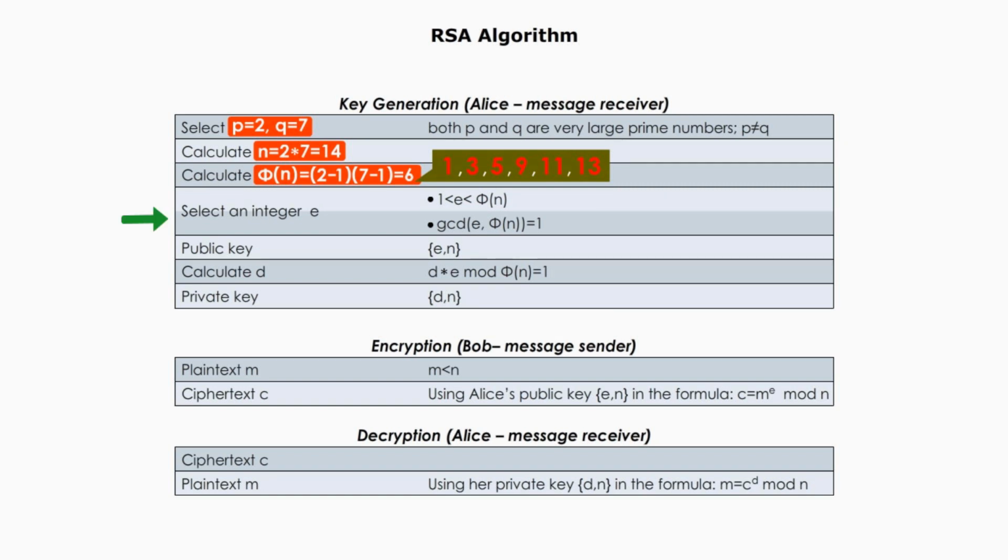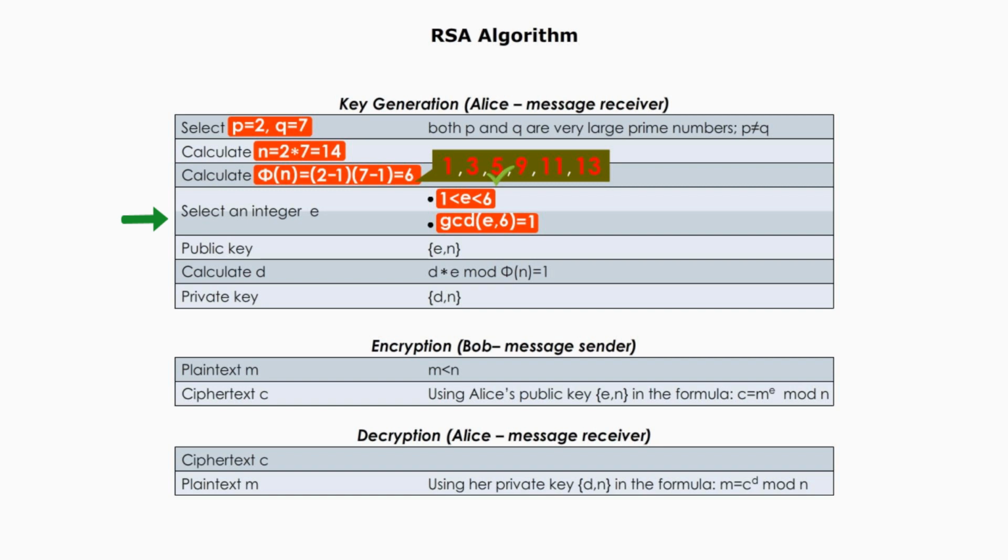Next, let's select integer e from these 6 numbers, 1, 3, 5, 9, 11, and 13, where the integer e must satisfy 2 conditions. Condition 1 is e is bigger than 1 but less than 6. Now only 3 and 5 are good. The second condition is that e and 6 are co-prime.